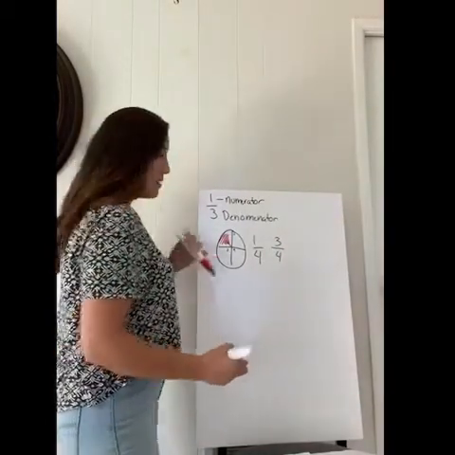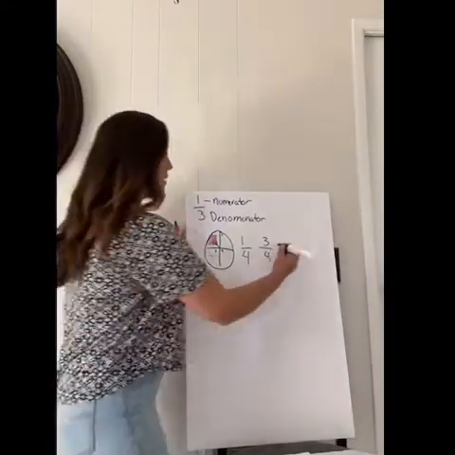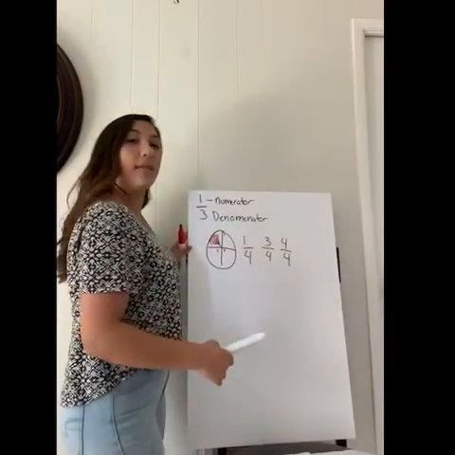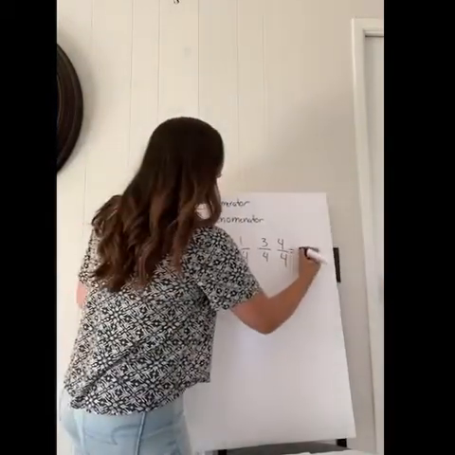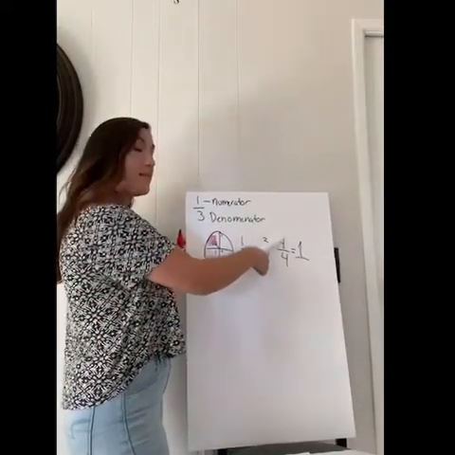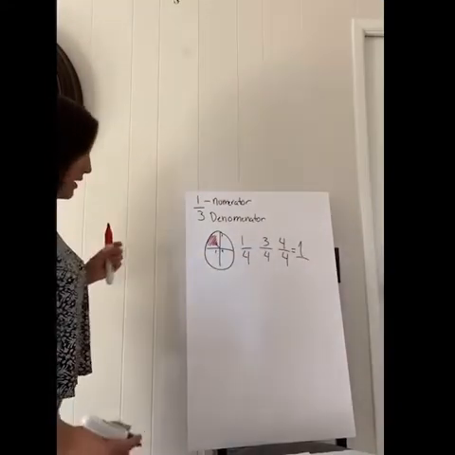Does that make sense? So I also want to point out that if you have the same number at the top and the bottom, that automatically is going to equal a whole, because this is how many you need to make a whole, and that is exactly the same number that you have to make the whole. So let's get into addition.